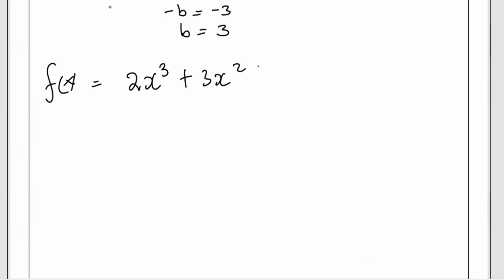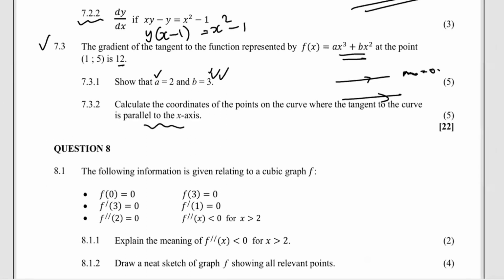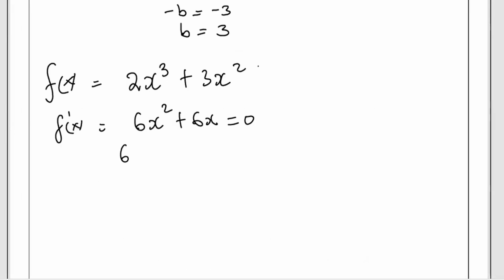Then I can find the first derivative, which is 6x squared plus 6x. Just equate this to 0, because they told me the tangents to the curve will be parallel, which means the gradient is 0 at that point. So equate it to 0 and solve for x. 6x will be factored out, leaving x plus 1. So either x is going to be 0 or x is going to be negative 1.